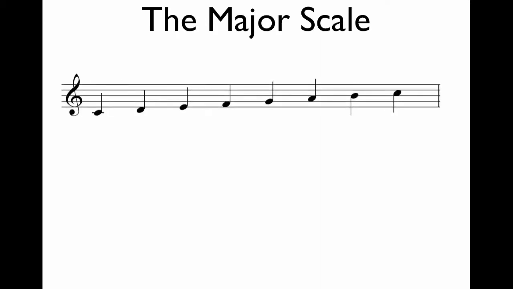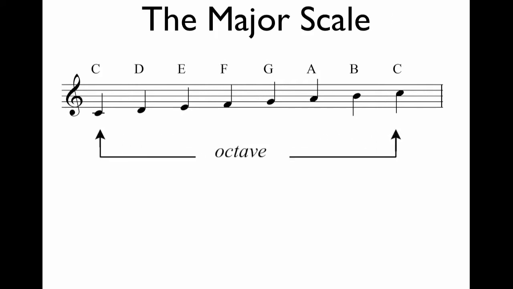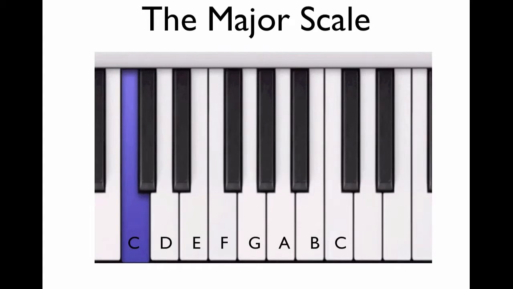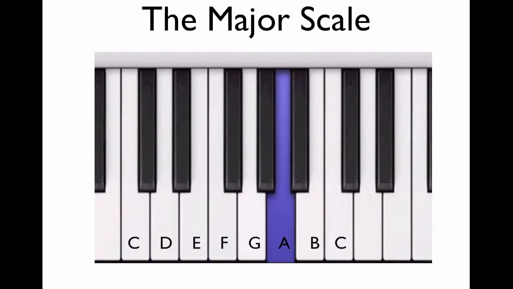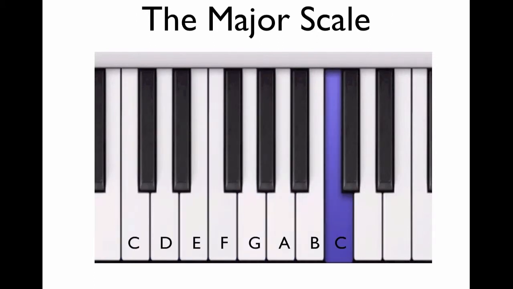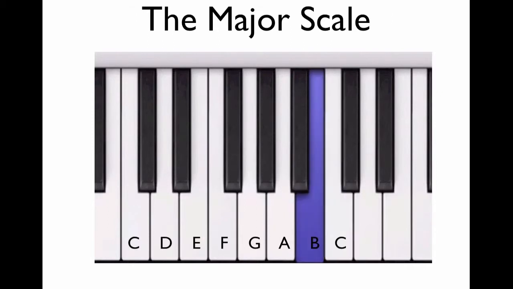The major scale is one of the most commonly used scales in music. It is made of 7 individual notes plus an octave, which is the same pitch as the first note. Let's take a listen to the scale. First, playing ascending. Now, descending.